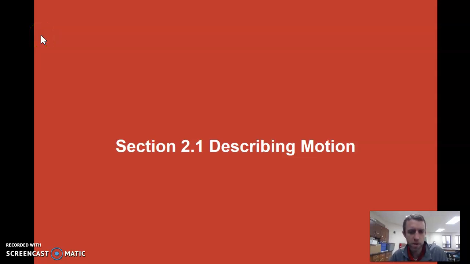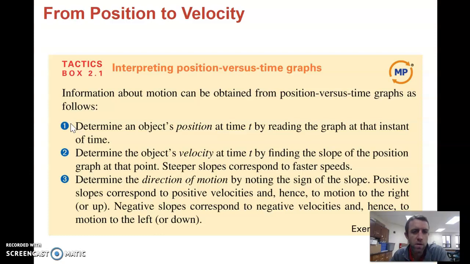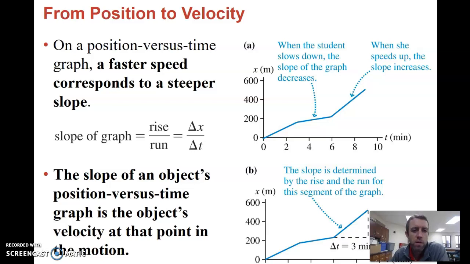Welcome back, everybody. We're here talking about describing motion, but we're going to focus on motion graphs today. So this is a little tactics box that you can take a look at. But we're going to start with position versus time graphs. The most important thing to take away is that the faster an object is moving, the steeper that line will be, assuming it's constant speed. Okay, so that's an important aspect.